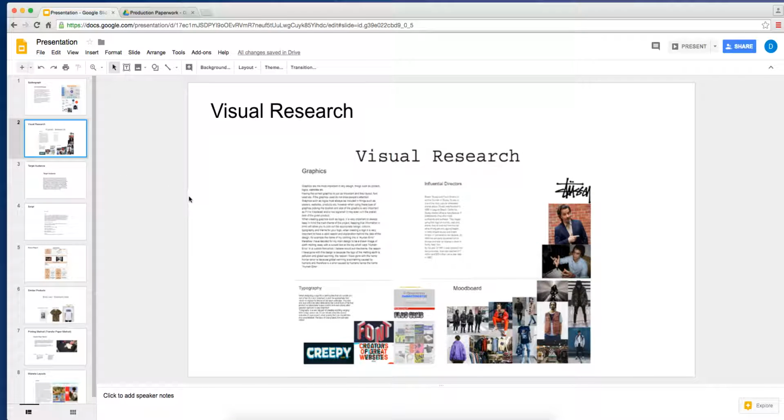Another really important thing about the visual research was looking at graphics. Since I was designing 2 designs to be printed onto t-shirts, I found that looking into the core of graphics would really help me with designing. I looked at the colors, how things could be laid out, and things like that.